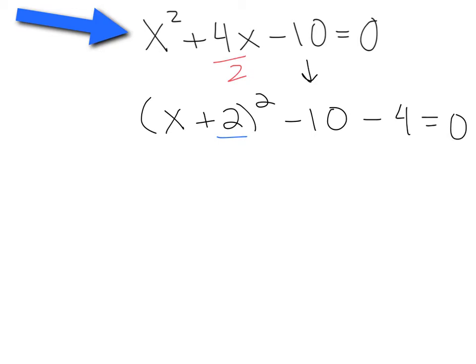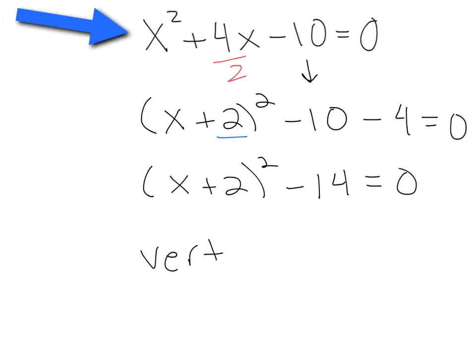And then just simplify. So we have x plus 2 squared minus 14 is equal to 0. And there you go, you just completed the square. And as you can see, the vertex here is going to be negative 2, don't forget to change the sign, negative 14.